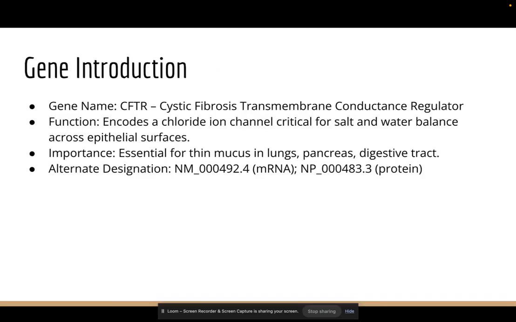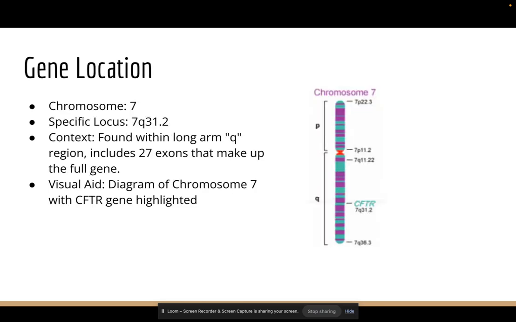The CFTR gene encodes a protein that forms a channel responsible for moving chloride ions across epithelial cell membranes. This function is essential for keeping mucus thin and flowing, particularly in the lungs, pancreas, and digestive tract. When the CFTR protein doesn't work properly, it disrupts this delicate salt and water balance.